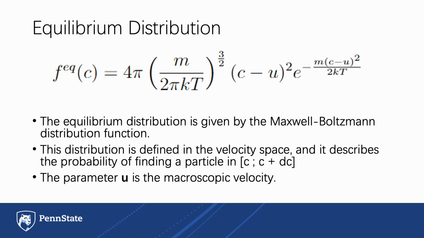These approximations are built on top of what is called an equilibrium distribution. This means how the system would behave if it were at equilibrium. This equilibrium distribution is given by the Maxwell-Boltzmann distribution function, which is defined in the velocity space, and it describes the probability of finding a particle in an interval of velocities. Also, it takes into account that the whole cloud of molecules could be moving at a macroscopic velocity u.